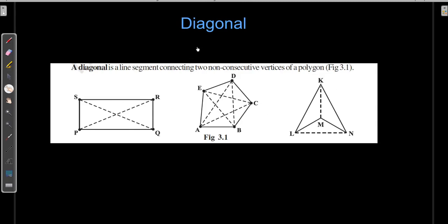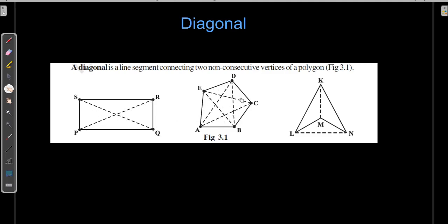Now come to the topic diagonal. What do you mean by diagonal? A diagonal is a line segment which connects two non-consecutive vertices of a polygon. What do you mean by non-consecutive? Suppose I take P as a vertex. So S and Q are the neighbors of P, so these are the consecutive vertices. But for a diagonal, it is necessary to connect two non-consecutive vertices. The non-consecutive vertex is R. So PR is a diagonal and SQ is a diagonal.